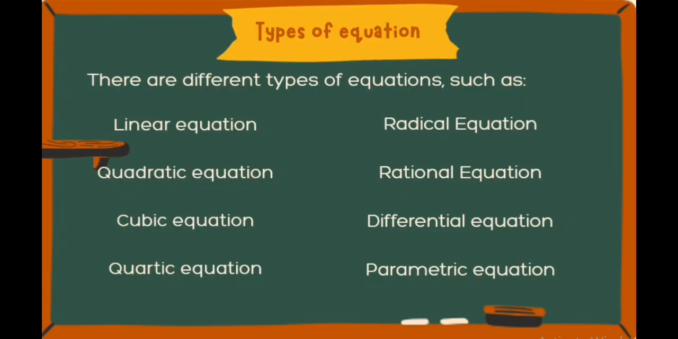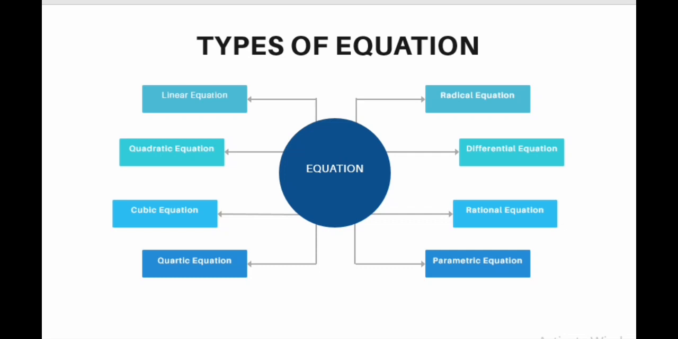Now, types of equation. There are different types of equation. The ones we have are linear equation, quadratic equation, cubic equation, quartic equation, radical equation, rational equation, differential equation, and parametric equation. Now we have our chart, where we can see linear, quadratic, cubic, quartic, radical, differential, rational, and parametric equations.